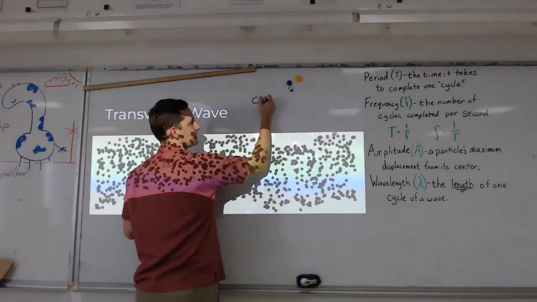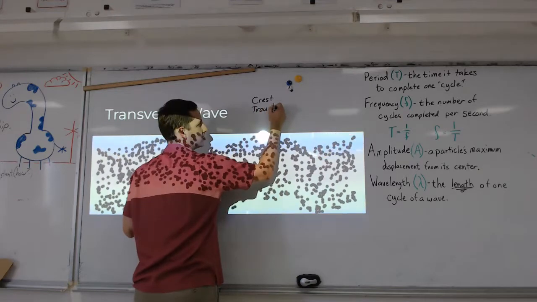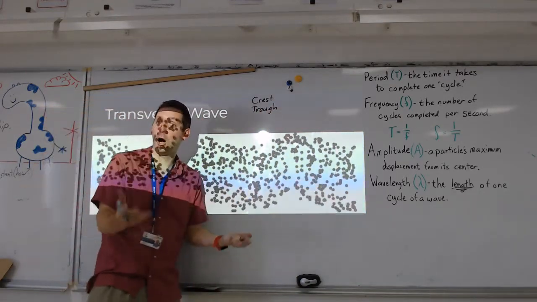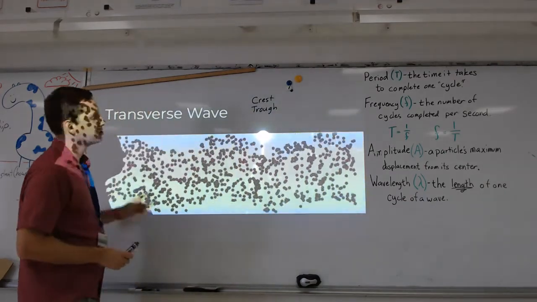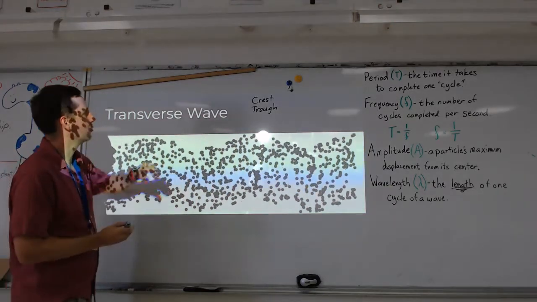Okay, so crest, trough. Crest being the top, trough being the bottom. Like what you would see with a water wave when you go to the coast, to the ocean, to the beach. Right? So let's see if we can find the period, frequency, amplitude, and wavelength.